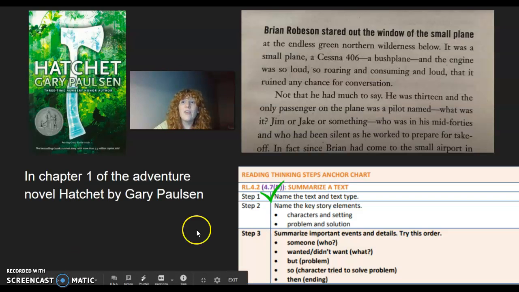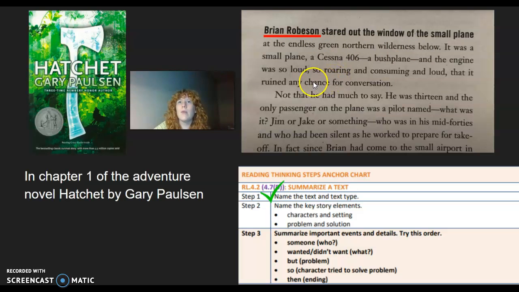Step 2, I have to name the key story elements. I gotta look for characters and setting. Well, let's read to find out.